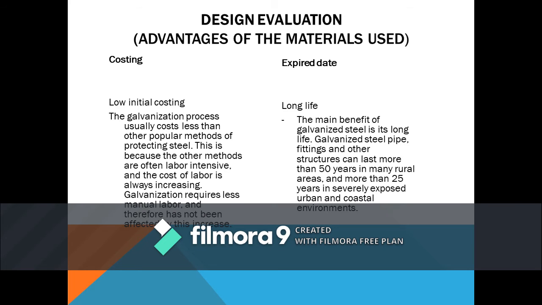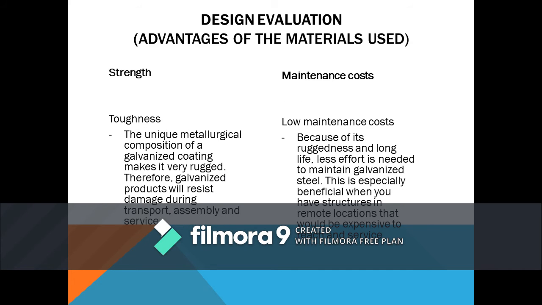Design evaluation. Firstly, about costing: low initial costing. The GI process costs less because it requires less manual labor. Secondly, about the expiry date: it has a long life, can last more than 50 years in many rural areas and 35 years in very exposed urban areas. Thirdly, the strength and toughness: it has a unique metallurgical composition that makes it rugged and able to resist damage. Fourthly, maintenance costs: it has low maintenance costs, as its ruggedness and long life mean less effort is needed to maintain the steel.